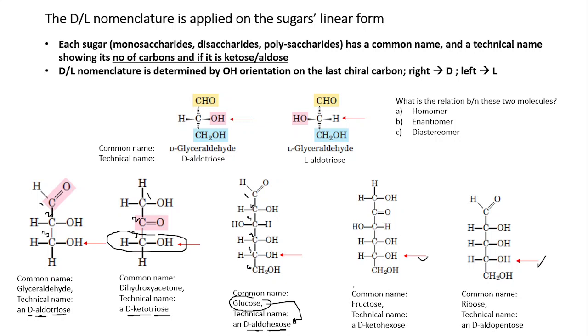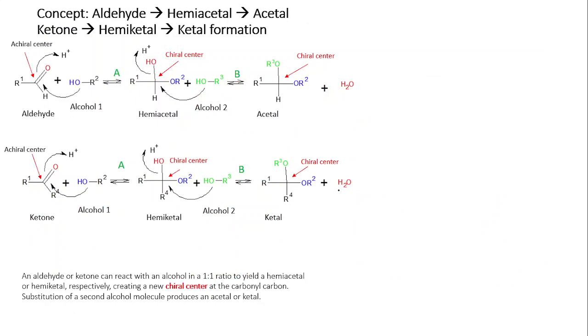Just a quick question. I have this here. What is the relationship between this particular molecule and this particular molecule? If you look at this, it has only one chiral center, and you have reversed the positions. So this is a mirror image. This OH is reversed. So these are mirror images of each other, enantiomers. Now what we want to learn is how linear sugars form cyclic sugars.